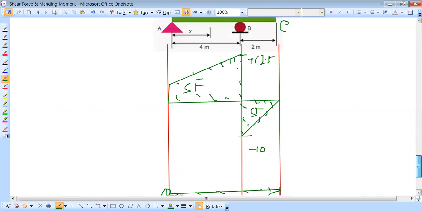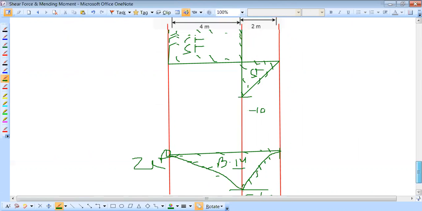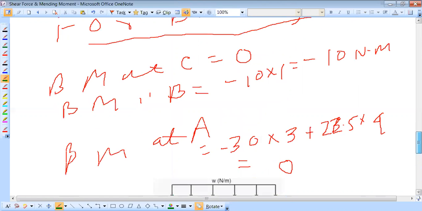As a diagram, the BM is maximum. This point BM is the maximum. So this way we can easily draw the SFD and BM diagram for the overhanging beam.